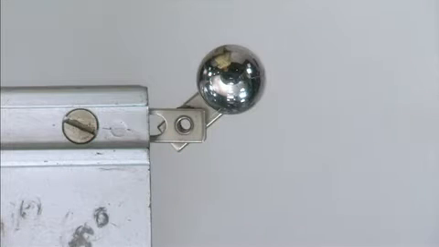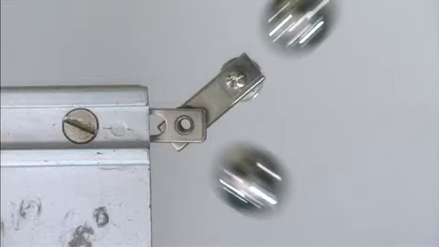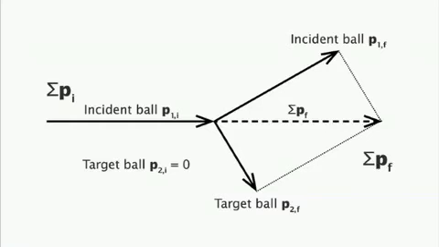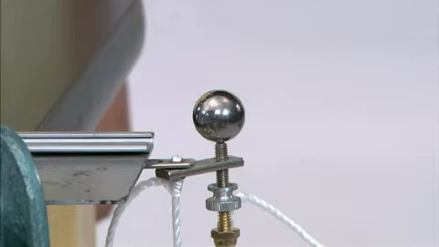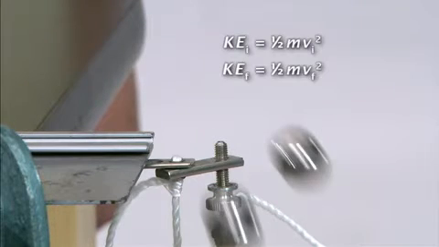In Part 1, you will determine the momenta of two balls of approximately equal mass before and after they undergo a nearly elastic collision. You will compare the total momentum of the system before and after the balls collide. You will also compare the total kinetic energies of the balls before and after collision.